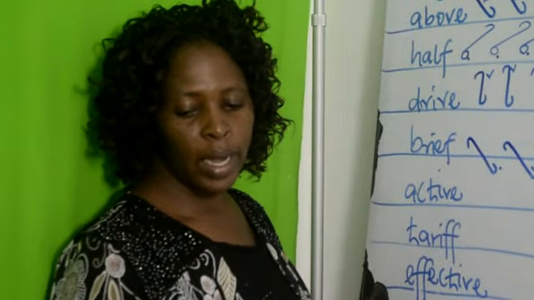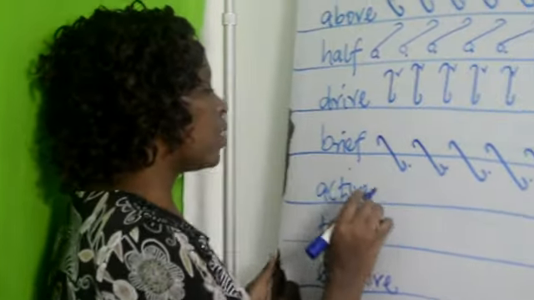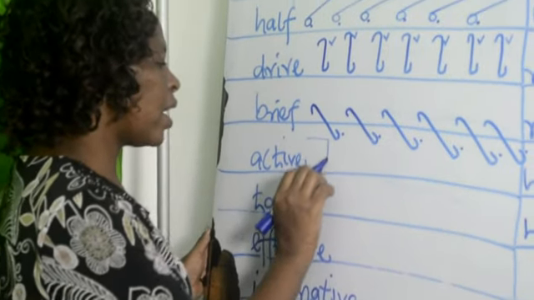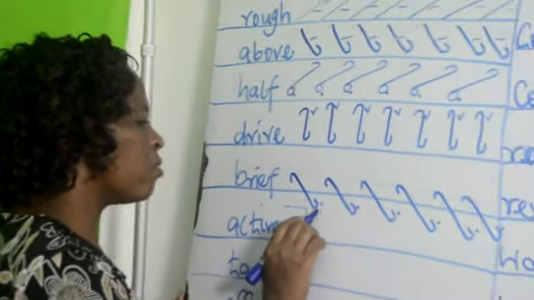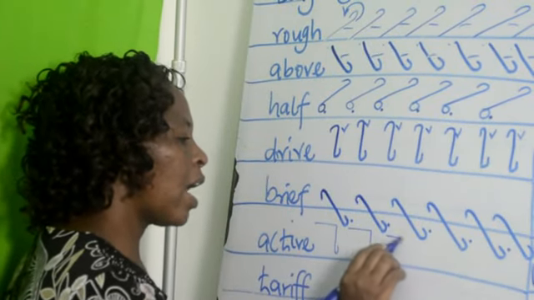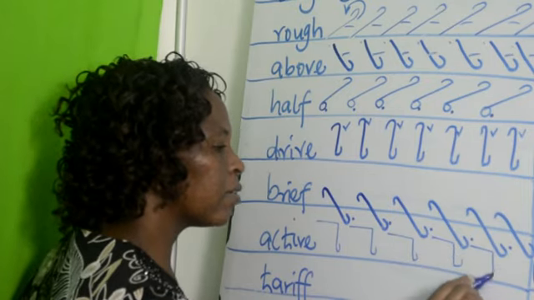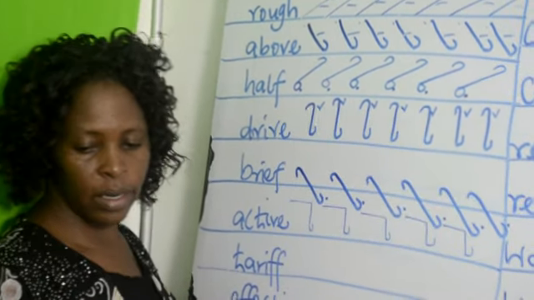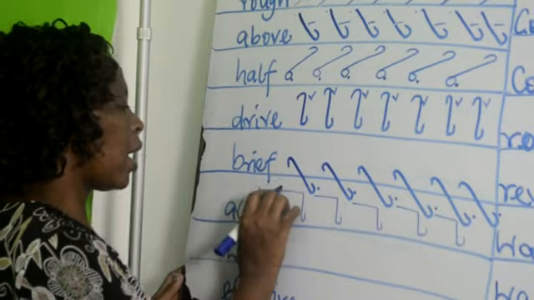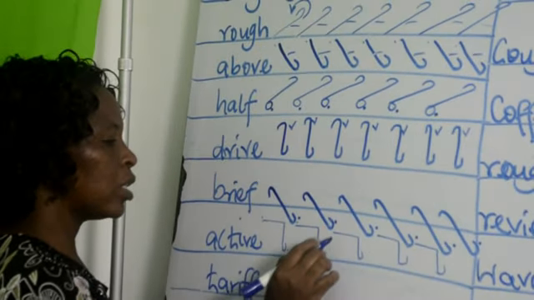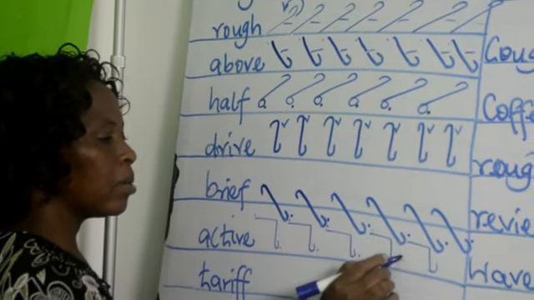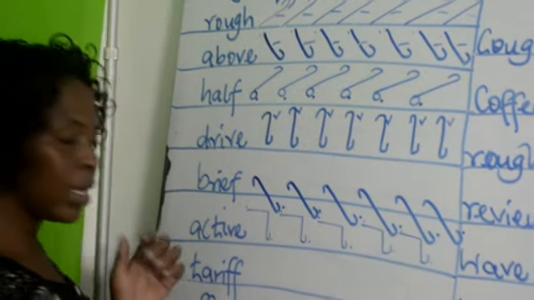We have the word active. Active is a stroke of K above the line, stroke of T, hooked for V. Active. We are drilling it above the line because of short R, and we also have a short E at the end.